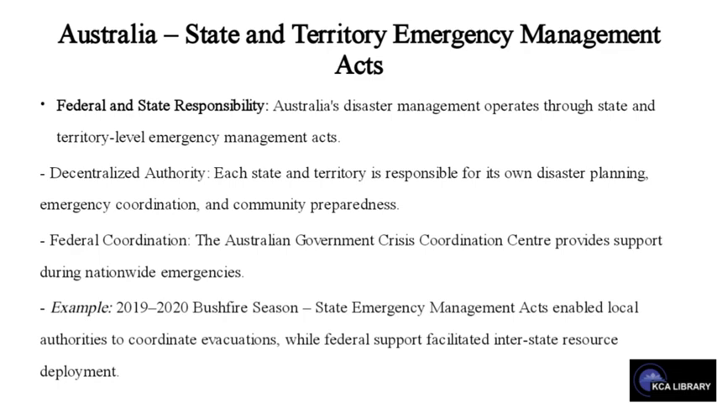There is decentralized authority. Each state and territory is responsible for its own disaster planning, emergency coordination, and community preparedness. Now, for federal coordination, the Australian Government Crisis Coordination Centre provides support through nationwide emergencies. So this is what happens at the federal level. Now, an example of the deployment of this was the 2019 to 2020 bushfire season, where the State Emergency Act enabled local authority to coordinate evacuations, while federal support facilitated interstate resource deployment.